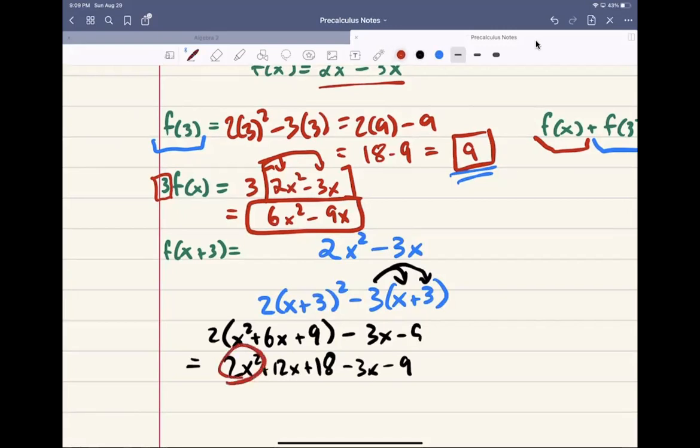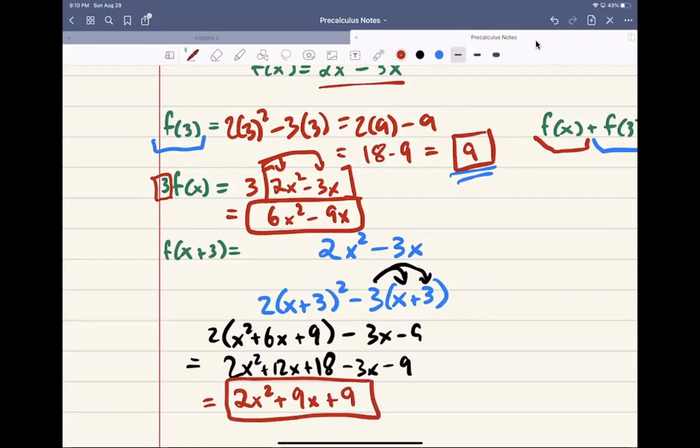This is the only term with x squared, so you're going to rewrite that as 2x squared. You're going to have 12x minus 3x, which is going to be positive 9x. And then 18 minus 9, which is negative 9, I mean, positive 9. And this here is going to be our equation. And that's basically it.